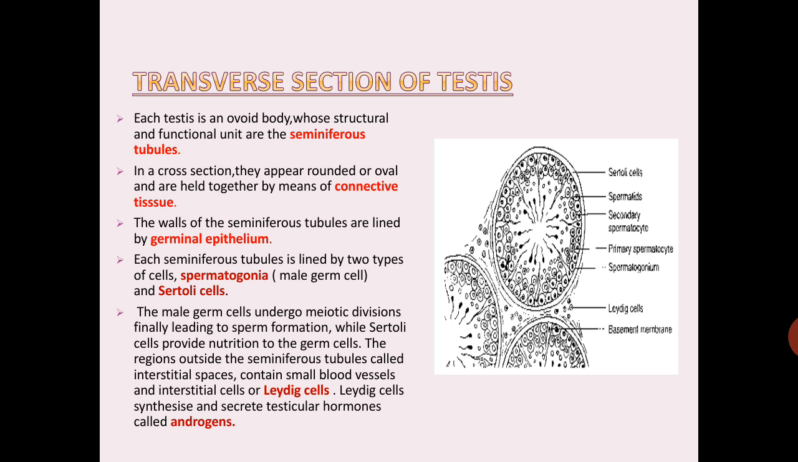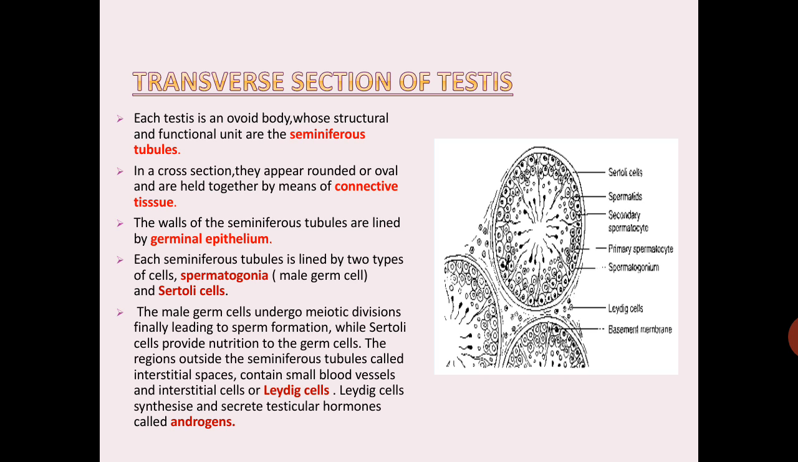Firstly, we have already studied about testes in the last class, but the transverse section of the testes we will study once again with the diagram. Each testis is an ovoid body whose structural and functional unit are the seminiferous tubules. So in the last class we have seen that testes are the male gonads.